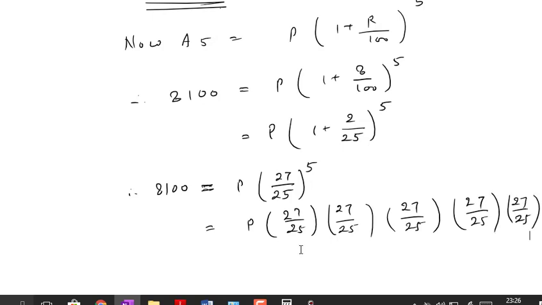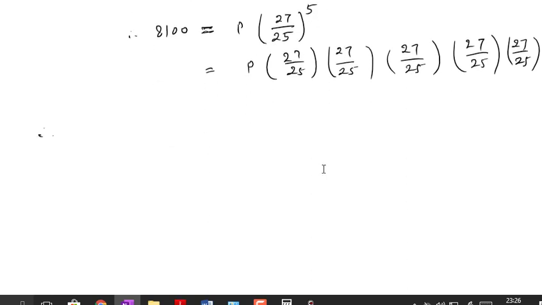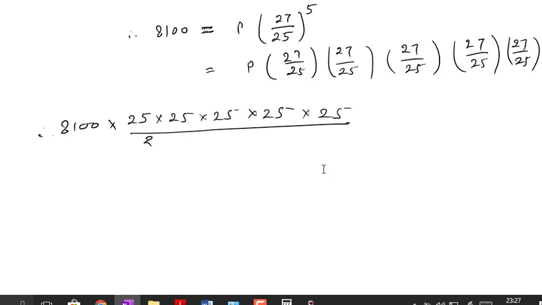So this will move to the left hand side. So on the left hand side I have therefore 8100 into, in the numerator, 25 into 25 into 25 into 25 into 25. Now actually this process is a little difficult, a little tough. So instead of doing this much calculation, it was better that I use the amount after 6 years as P and then find the amount after 7 years. Now here one thing is clear, that this 8100 is going to be divided with this 27.